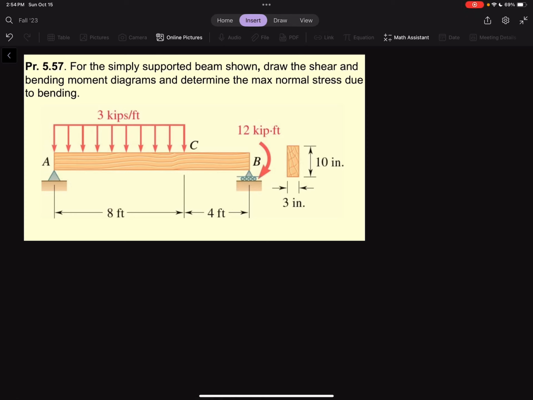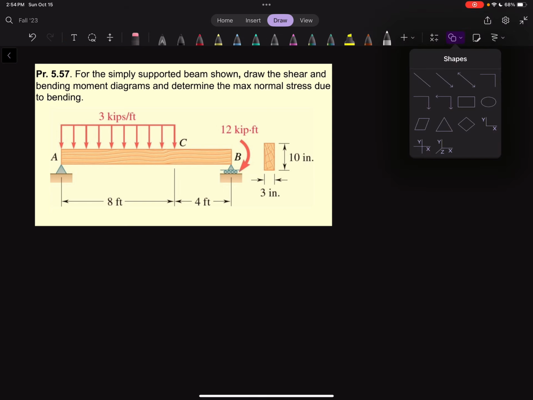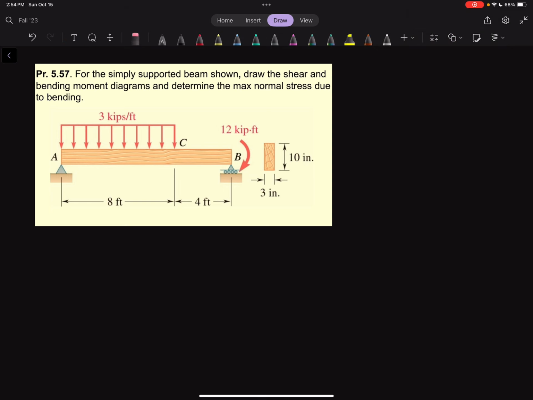For the simply supported beam shown, draw the shear and bending moment diagrams and determine the max normal stress due to bending. So I want to draw this just a little bit differently now, using the relationships between the shear and bending moments.